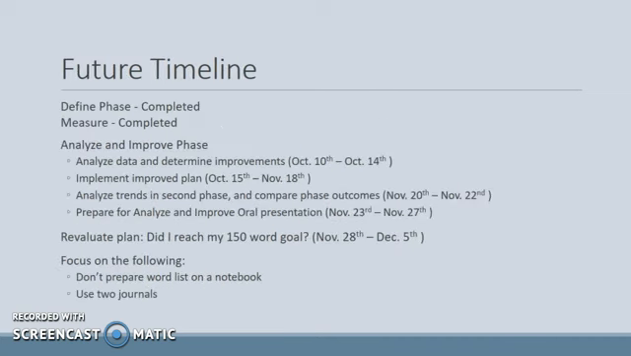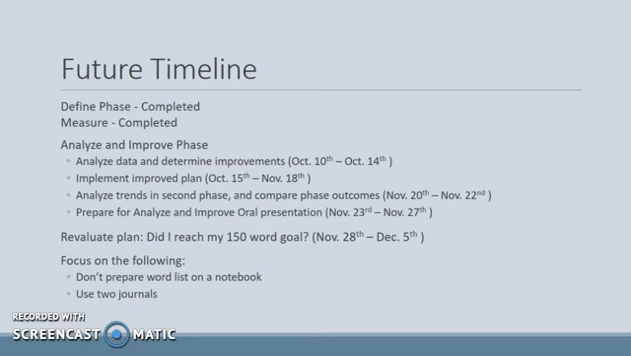So for a future timeline, I've completed the define phase and measure phase, and now I'm moving on to the analyze phase and improve phase. I'll be using the same procedure and collection of data that I did previously in the measure phase. The steps going into this phase are: one, to analyze the data and determine how I can improve it, which will be this week, and then to implement that improved plan, which will be middle of October to middle of November.